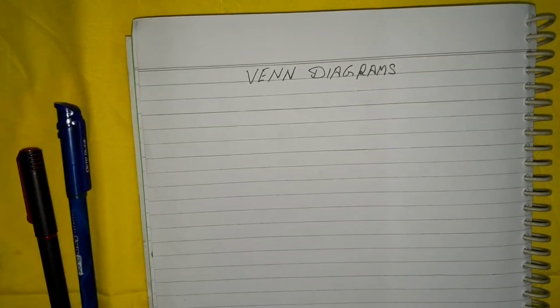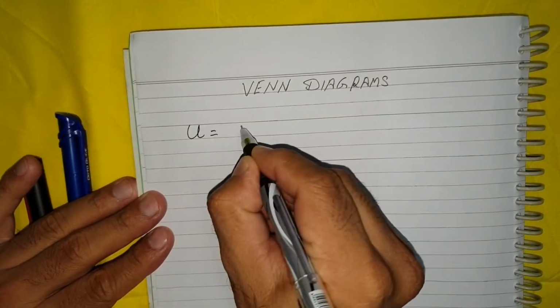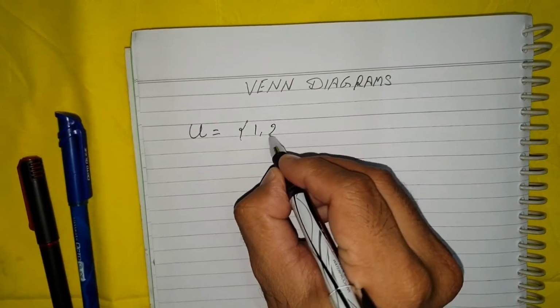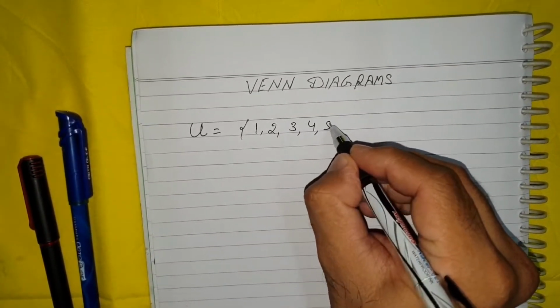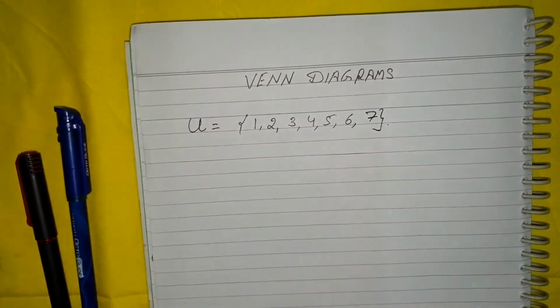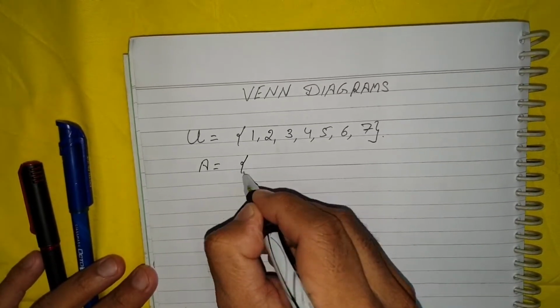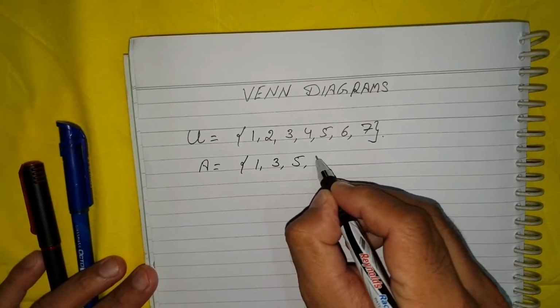So let's take an example. Now see, let U be the universal set which is given as 1, 2, 3, 4, 5, 6, 7. And A be the set which is given as 1, 3, 5, 7.